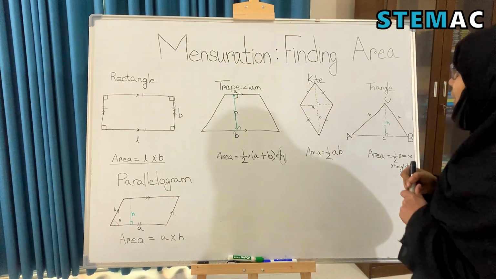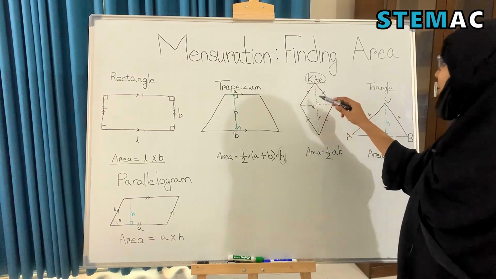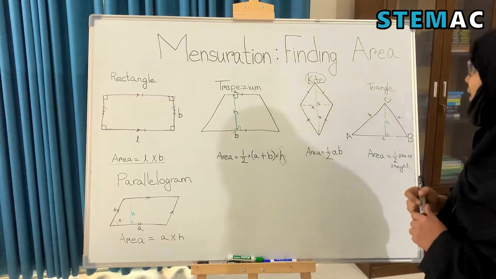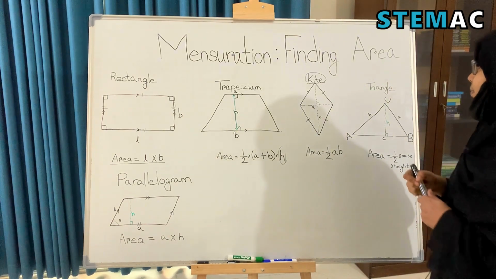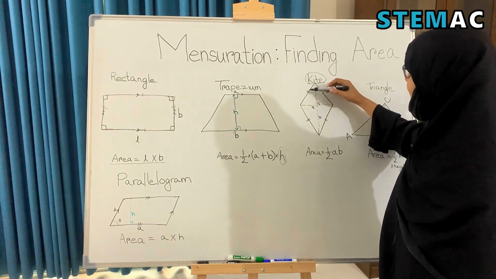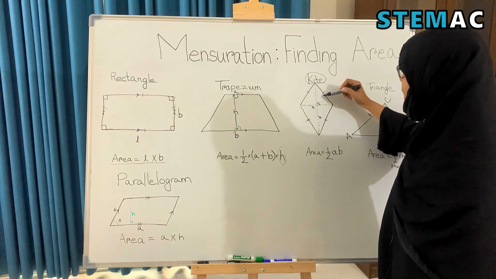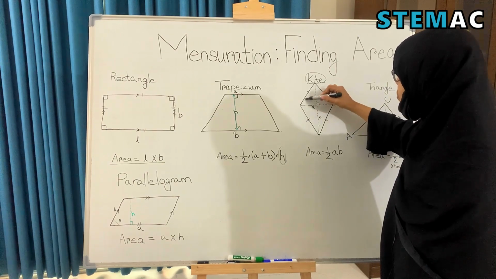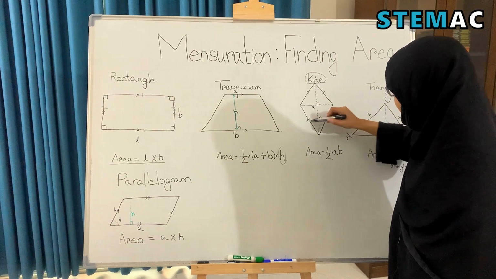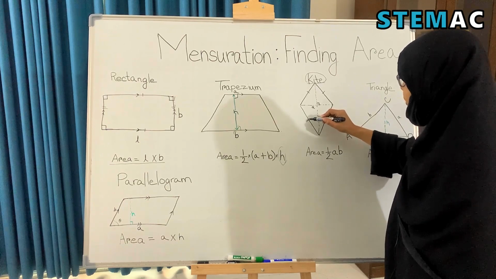All of you might be familiar with this shape, kite. In a kite, the adjacent sides, the sides that are together, are equal in length. These two sides are equal in length, and these two sides are equal in length, as denoted by this symbol.